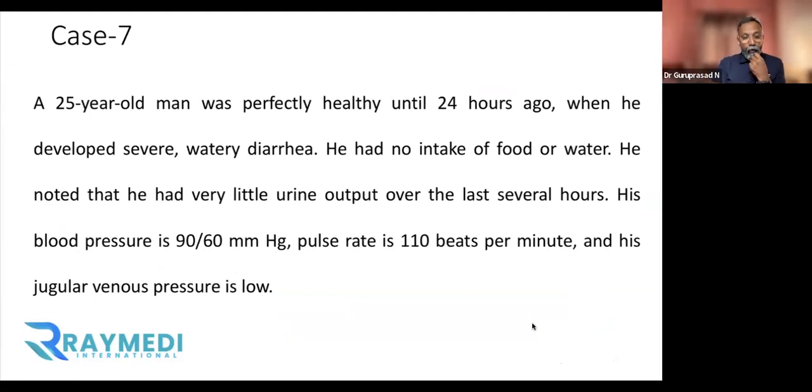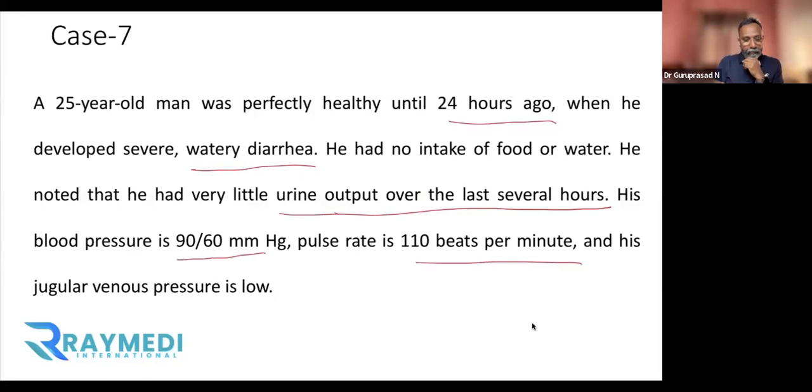This is a 27-year-old man who was perfectly healthy 24 hours ago when he developed severe watery diarrhea. He had no intake of food and water. He noted that he had very little urine output over the last few hours. He was hypotensive and tachycardic, and his JVP was low. For a particular reason, I wanted to show you this ABG.